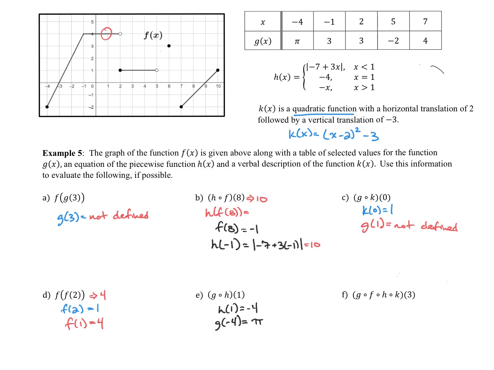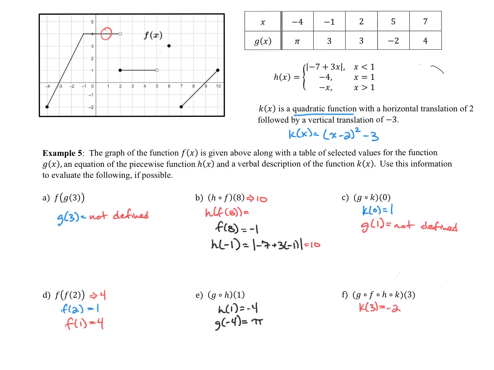All right, let's do another one. And so now this one is a doozy. All right, so now I have g of f of h of k of 3. So what do we need to start with? k of 3. All right, so now we need to find k of 3. And so we already found our equation for that. So we substitute in 3 into this quadratic. And so now I'd have 3 minus 2, which is 1 squared, minus 3. Negative 2.